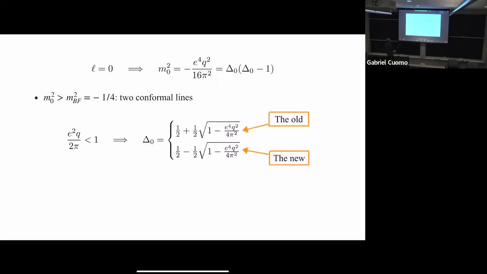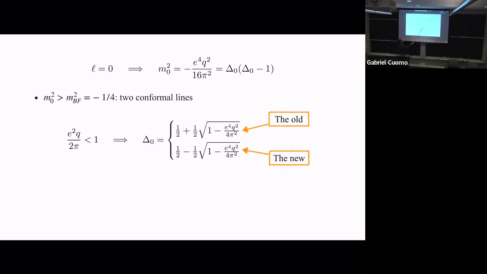So this equation has a real solution as long as m squared can be negative, but not arbitrarily negative. In particular, as long as m squared is larger than the BF bound, as Sergei recalled, which in terms of e and Q, and I'm taking Q positive, translates to e squared Q should be smaller than 2 pi. In this regime, I have two solutions, delta naught equal to 1/2 plus the square root and 1/2 minus the square root. So this solution here is just the Wilson line that you all know, which has operator scaling dimension 1 to start with, but it has some anomalous dimension correction coming from the potential.